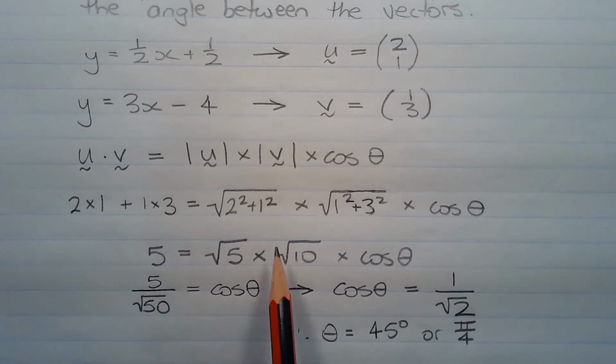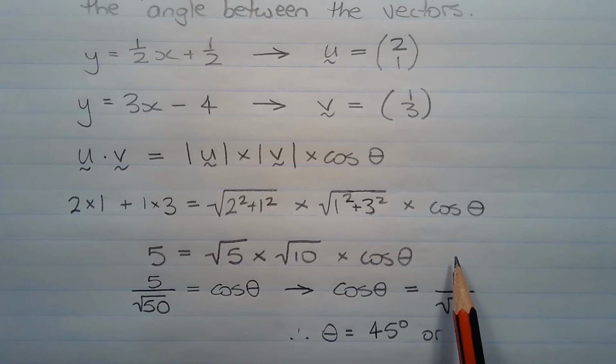And dividing both sides by the square root of 50, we get 5 over the square root of 50 is equal to cos theta. Now 5 over the square root of 50, so that's 5 over 5 root 2. This simplifies to 1 over root 2. So we have cos theta is equal to 1 over root 2. Taking the inverse cos of both sides, we get theta is equal to 45 degrees, or pi over 4.